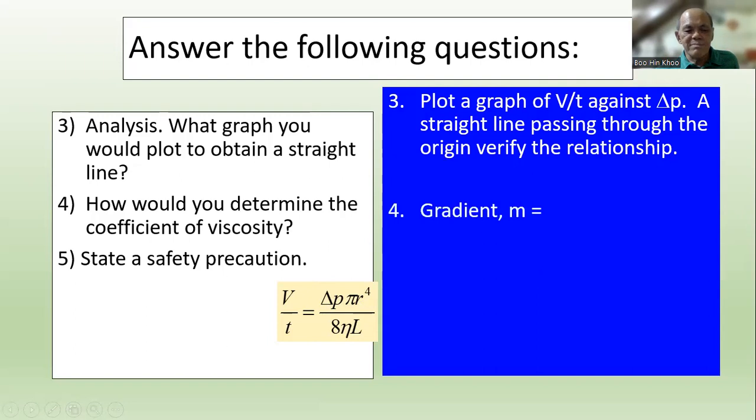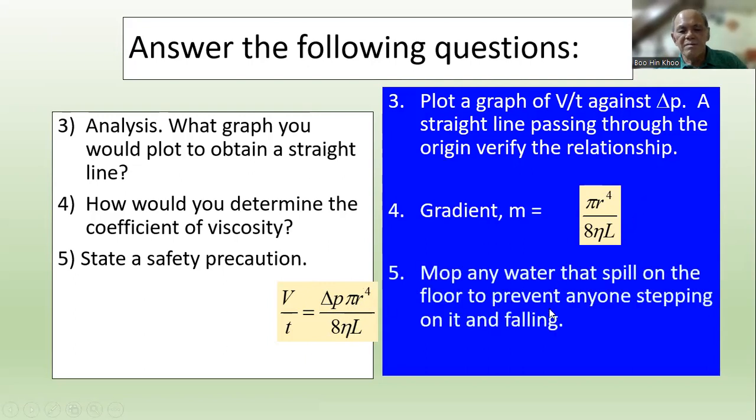Verify the relationship. So that is your variable, and that is your gradient. Precaution: mop any water that spilled on the floor, to prevent anyone stepping on it and falling.